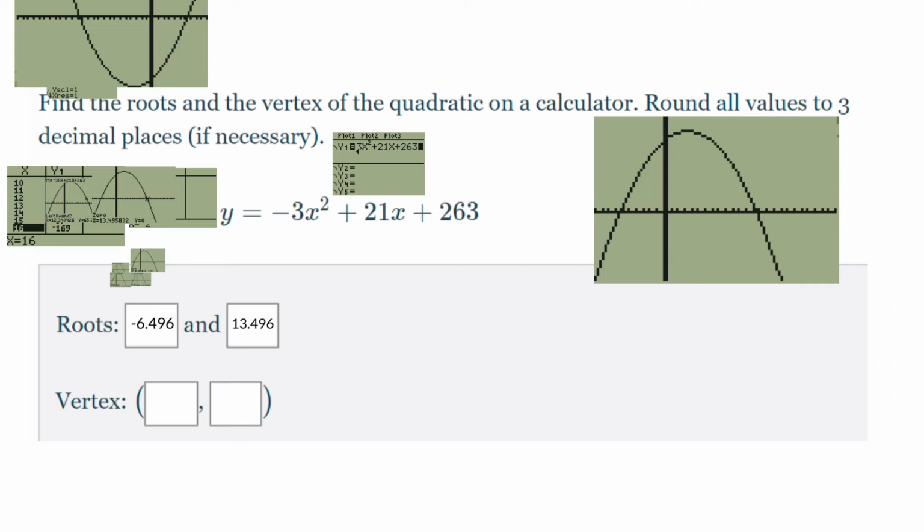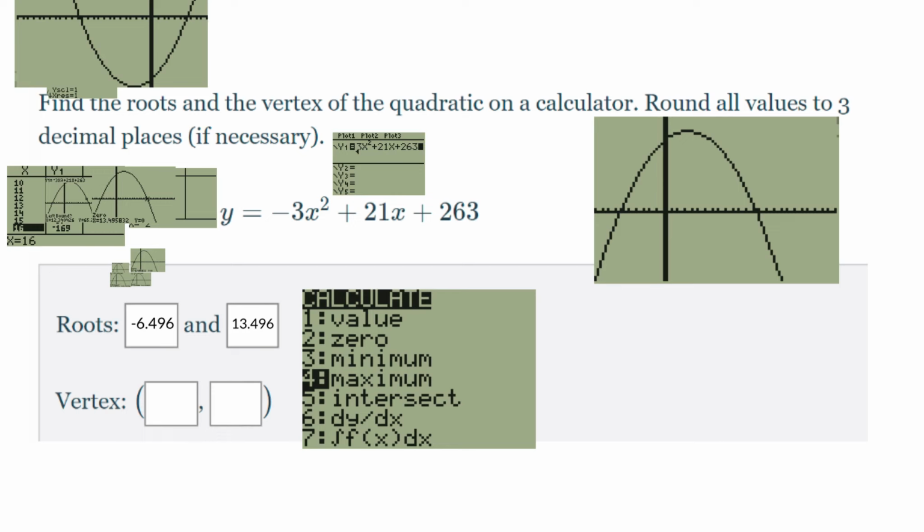All right, let's go for it. Second, calculate. Y'all gonna be sick of hearing that by the end of the day, by the way. Number 4 is maximum because we are dealing with a max here. I hit enter. It's going to ask me 3 questions. Left bound. By the way, if your vertex is not in the picture, it's going to give you an error as well. So make sure you get your vertex in the picture. That's why I raised my Y max up a little bit that one time. Even though I think it was in there, but if it wasn't, I was going to have to change the window, so you might as well take care of it now.